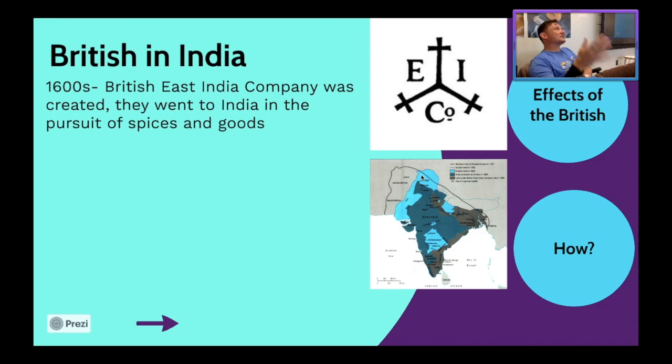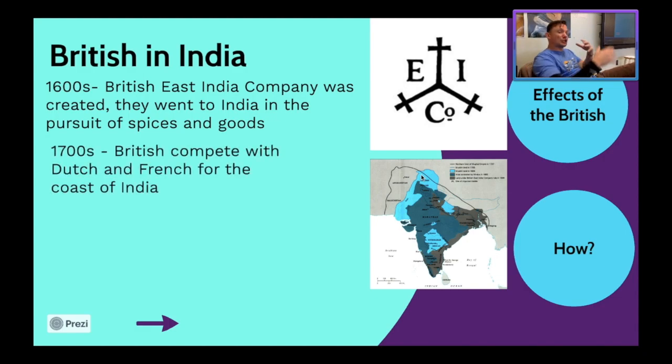Well, by the time the 1600s had rolled up, the British East India Company was created, and they wanted to go to India as well for the pursuit of spices and other goods, right? Sometimes, going into the 1700s, they would actually use Egypt as a thoroughfare, which is why Napoleon invaded it at one point.